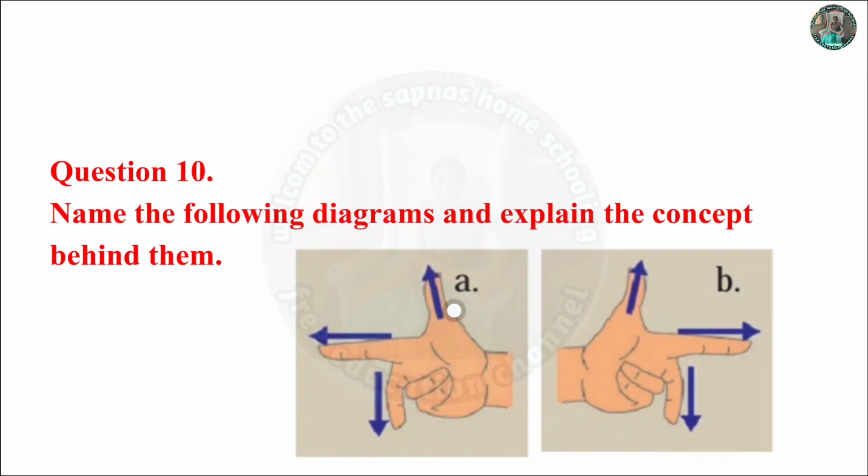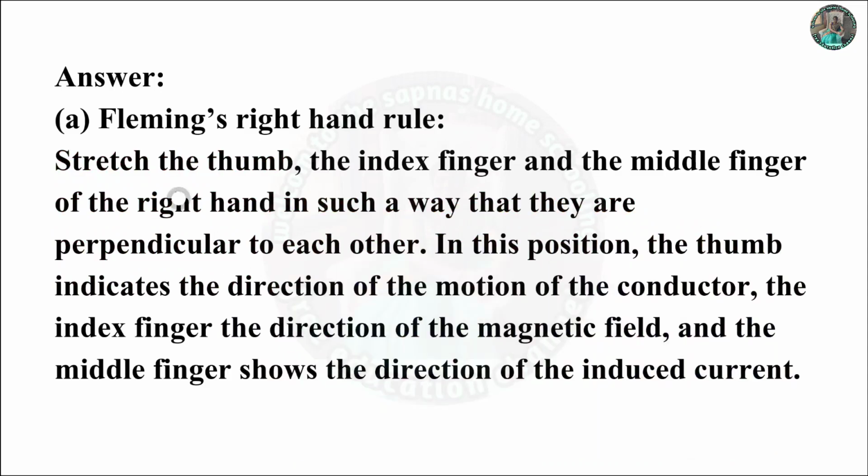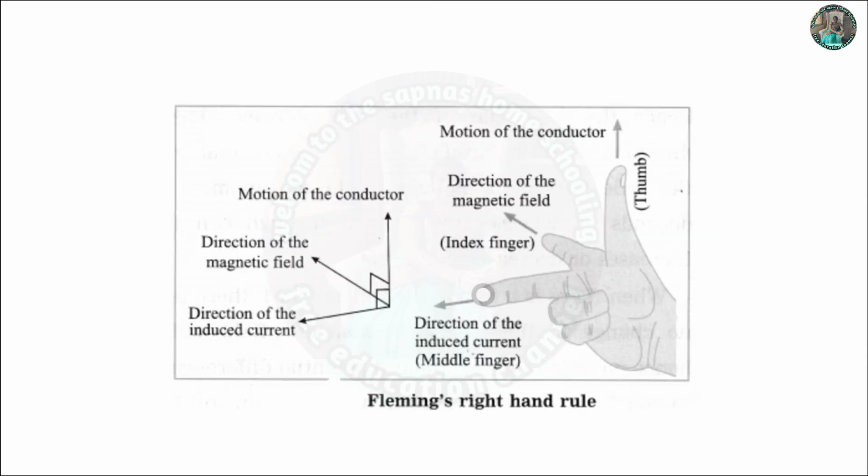Now question 10. Name the following diagram and explain the concept behind it. Fleming's right hand rule. Stretch the thumb, the index finger and the middle finger of the right hand in such a way that they are perpendicular to each other. In this position, the thumb indicates the direction of the motion of the conductor, the index finger the direction of the magnetic field, and the middle finger shows the direction of the induced current. So this is Fleming's right hand rule.